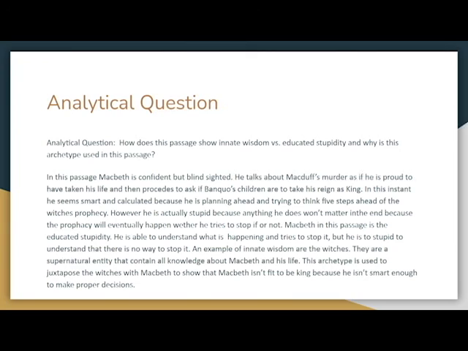Macbeth in this passage is the educated stupidity. He is able to understand what is happening and tries to stop it, but he is too stupid to understand that there is no way to. An example of innate wisdom are the witches. They are a supernatural entity that contain all knowledge about Macbeth and his life. This archetype is used to juxtapose the witches with Macbeth to show that Macbeth isn't fit to be king because he isn't smart enough to make the proper decisions.